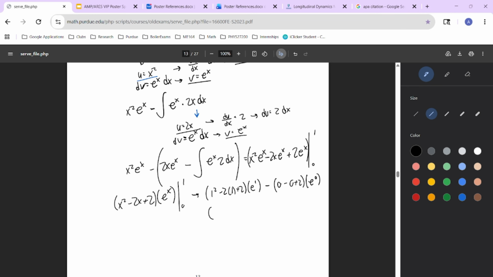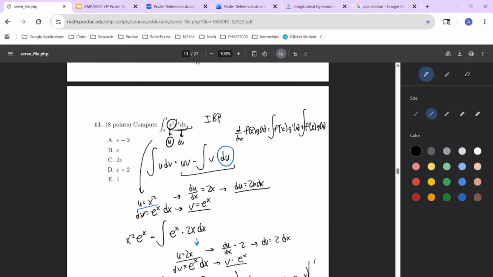That would be 1 minus 2 plus 2, 1 times e, minus 2 times 1. That would be e minus 2. And that returns to us our answer. The answer to this problem would be in choice A.